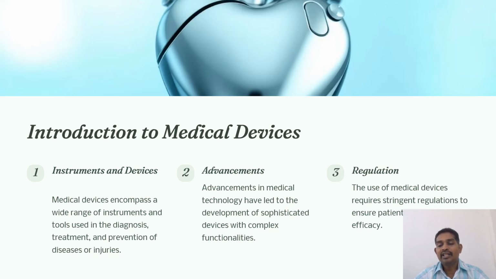The use of medical devices requires an appropriate regulation or a standard that has to be followed in ensuring the patient's safety and efficacy. So there is a standard or a regulatory body. In the case of the US, the US Food and Drug Administration, FDA, is responsible for formulating the medical device regulations for ensuring the patient safety and efficacy.